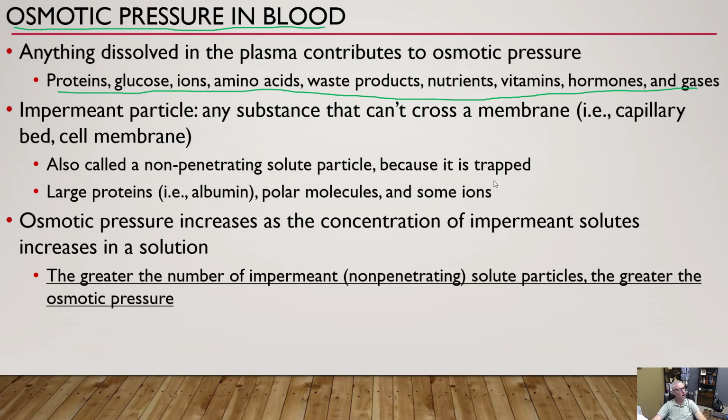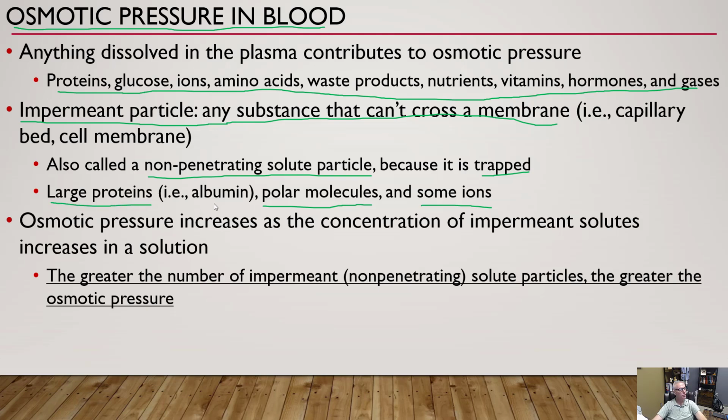All right. So we also have these things called impermeant particles, impermeant molecules. Basically they are substances that can't cross a cell membrane. We also call them non-penetrating solute particles. Basically they're trapped on one side of the cell membrane. So think of this, the cell is this big and the molecule is this big. That's what we're talking about. Because of the size, or because of their polarity, some ions will never be able to cross that cell membrane.